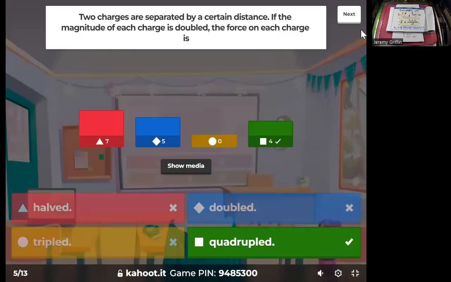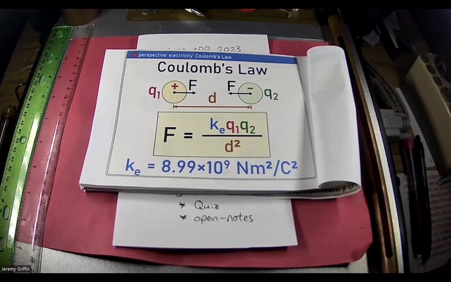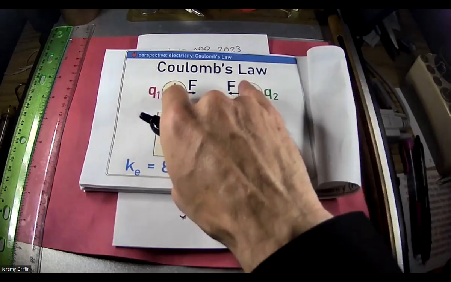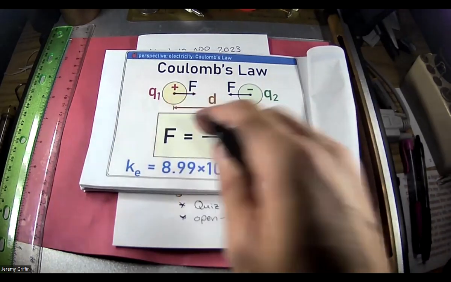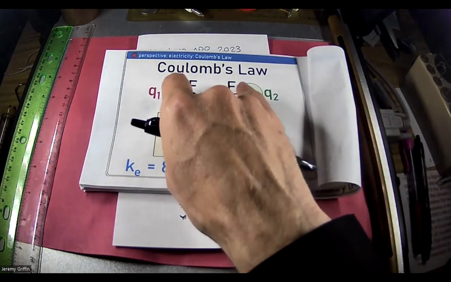Quadruples, right? So if you double each charge, what happens to the force on each charge? Okay, let's come over here and look at Coulomb's law again. I've got two charges. Now, in the example here, they're opposite charges, which means they attract. If they were the same charge, they would repel.